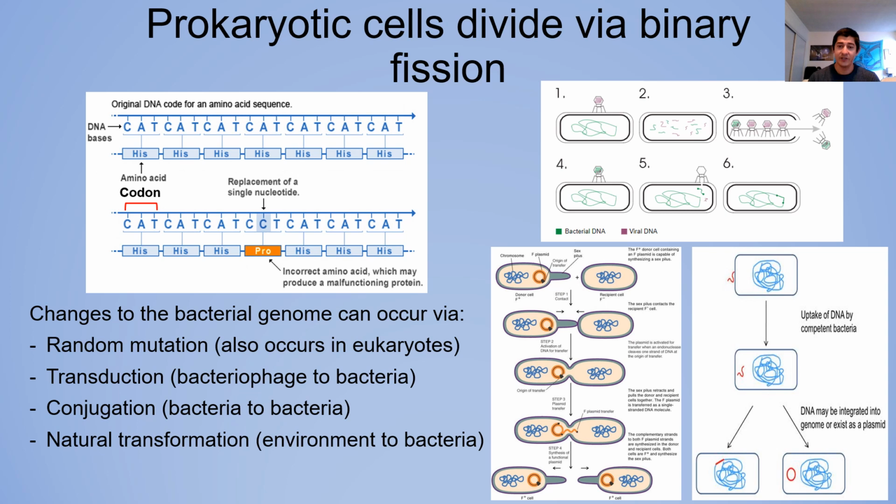And finally, and this one's actually very important for things like antibiotic resistance, is natural transformation, where a bacterial cell picks up genetic information from the environment. And this is important because that environmental DNA doesn't even have to be alive.